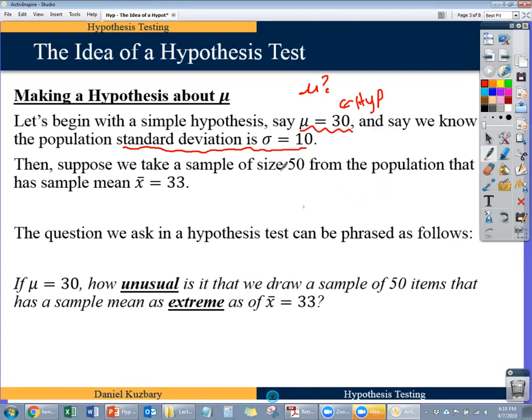Now let's say that we take a sample of size 50, so there's our n, from the population, and that sample has a mean of 33.